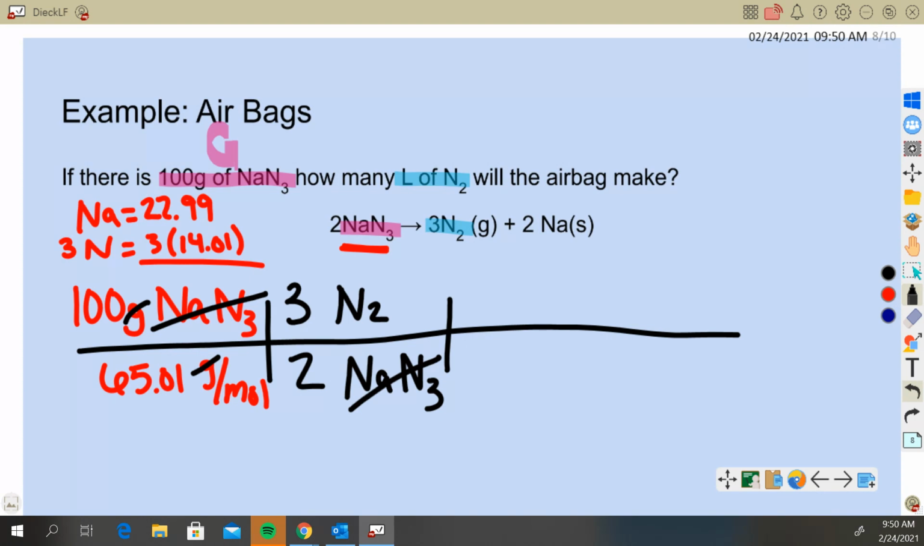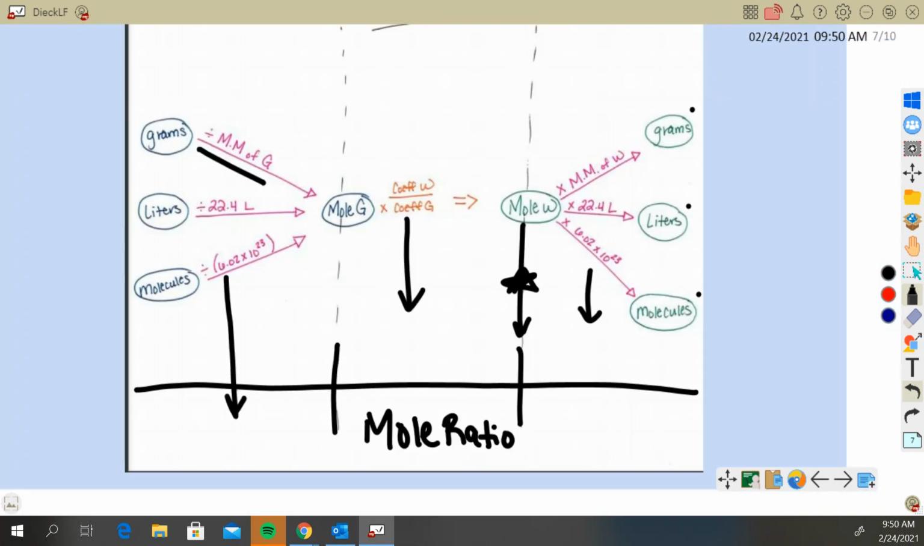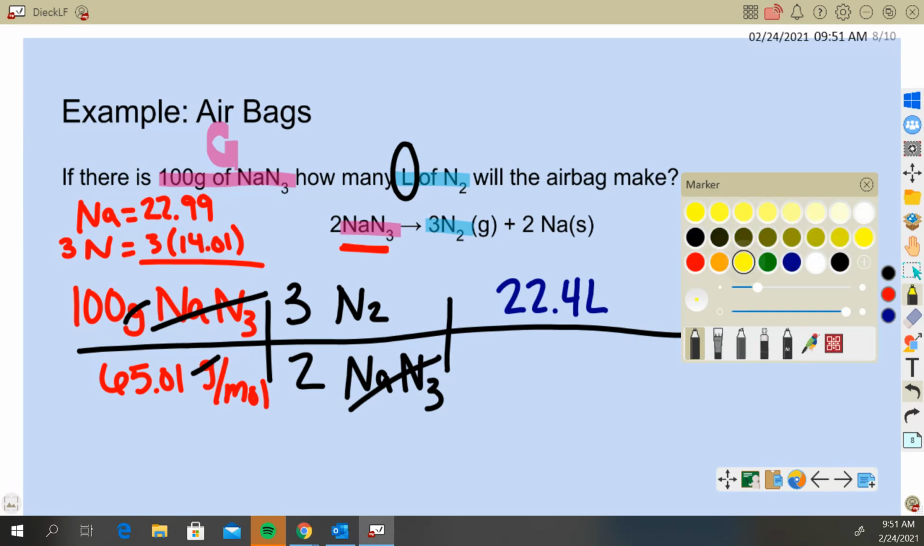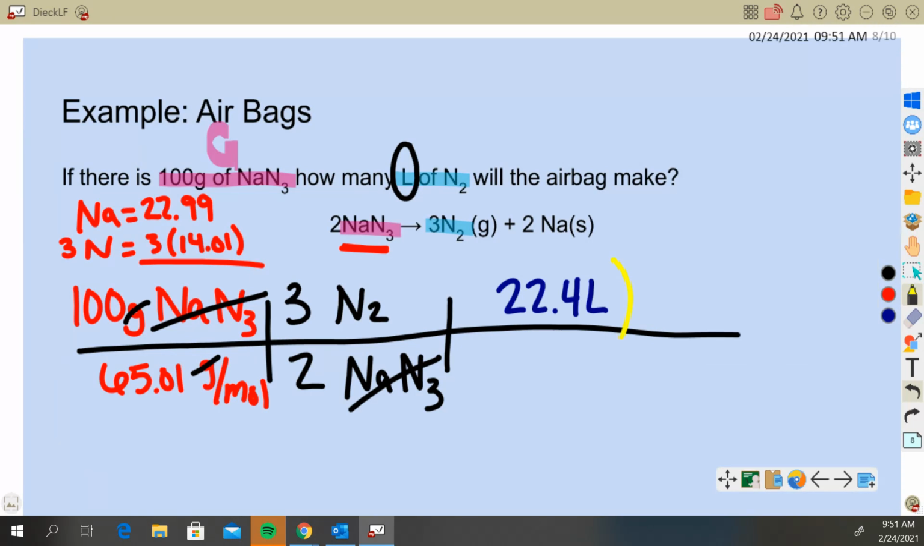What unit is this question asking for? Liters. Okay. So we want liters. Right now I have moles. So if I want to get to liters, what do I need to do? We're going to multiply by 22.4. So that 22.4 is going to go up top right here. So in your calculator, you would have 100 grams times 3 times 22.4 up top.